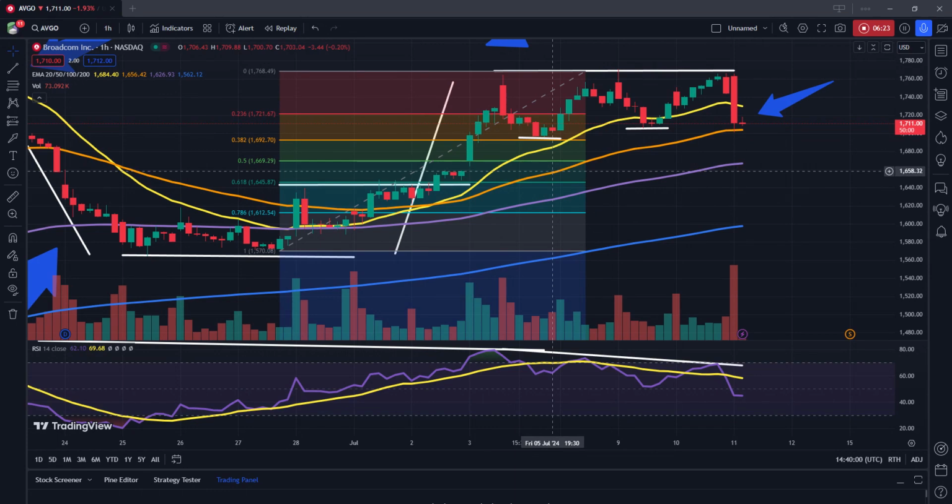If we were to look at the 50% retracement of this level, it currently comes in at 1670. That would be kind of the first level to watch here, and this does match up fairly well with the 100 period EMA. I can just kind of draw that out here. So as we can see, there is some confluence here.